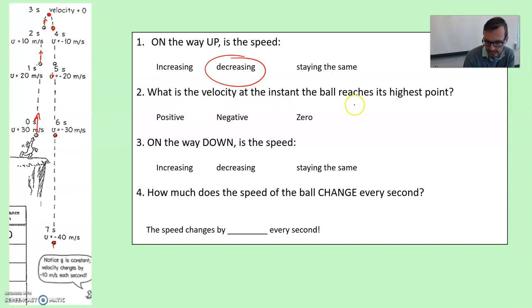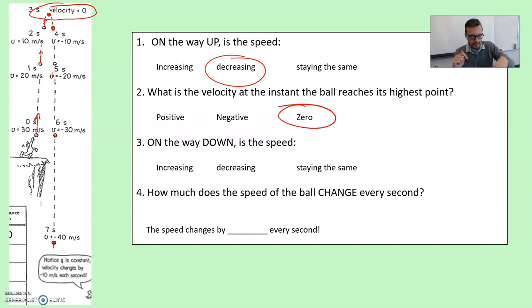What is the velocity at the instant the ball reaches its highest point? Well, take a look. Here it is. All the way at the top, we're going from positive velocity, stop, to negative velocity. Then if you do that, at some point, your velocity has to be 0. All right, so at the very top, you stop for a second. The ball goes up, stops, comes back down.